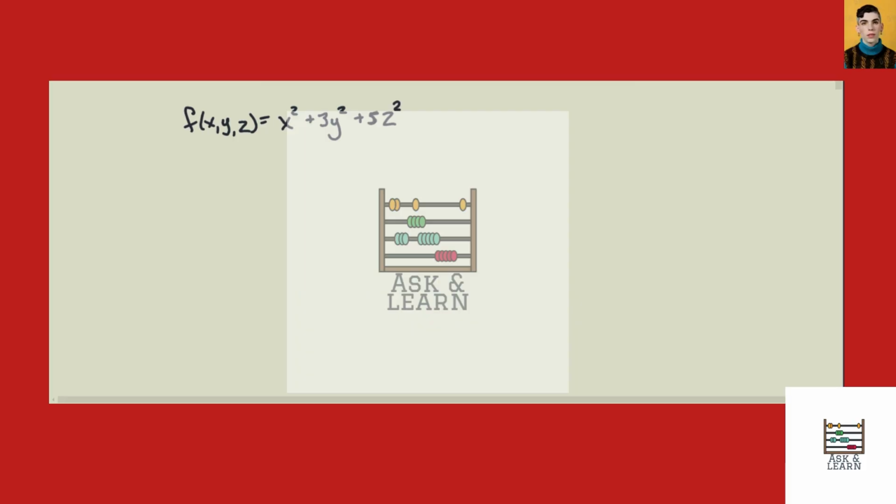For this problem, we've been given a function in three variables, x squared plus 3y squared plus 5z squared. And what we want to do for this problem is to describe the level surfaces of this function.